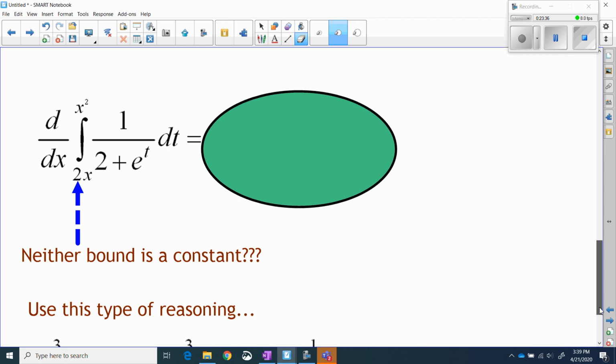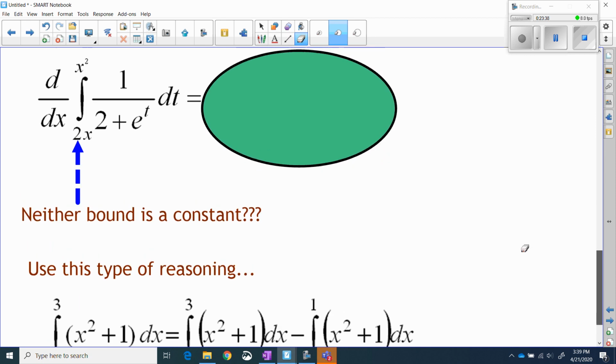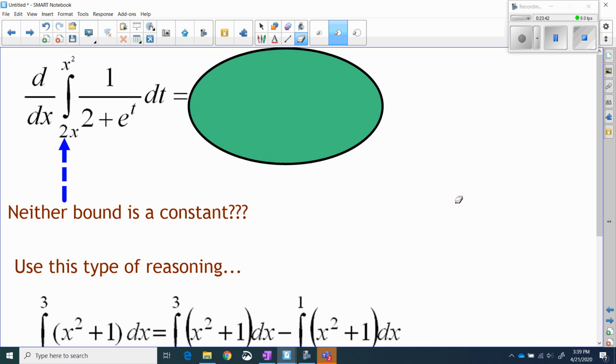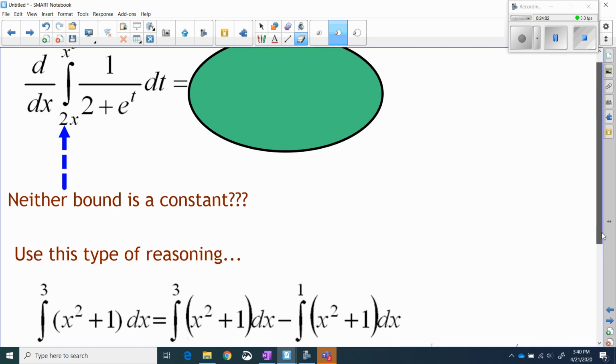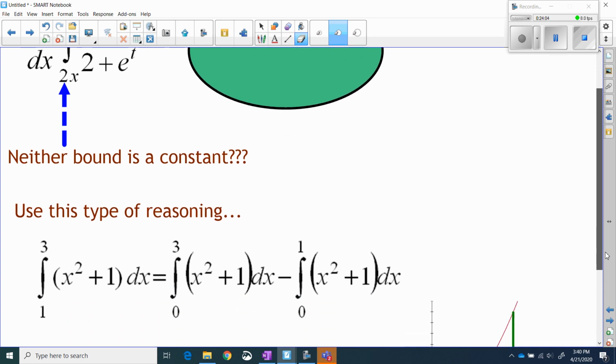Let's have a look at this. I have this on the next page, actually, just to make it look a little better. Okay, here we go. So the last scenario is, what if the upper bound and the lower bound are both functions? So there's no constant on either the upper or the lower. It's going to be a little bit more work in this scenario. However, we are still going to be able to manage it. We'll use this as our guiding principle.